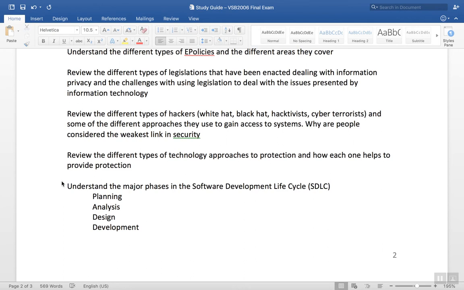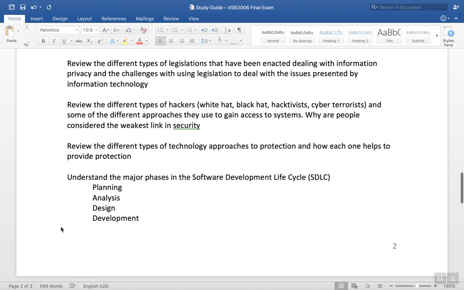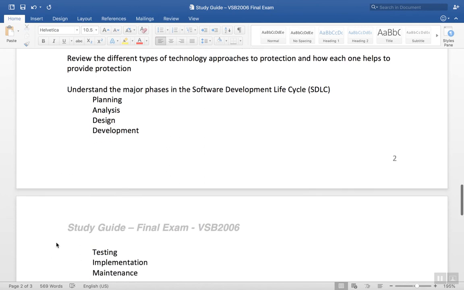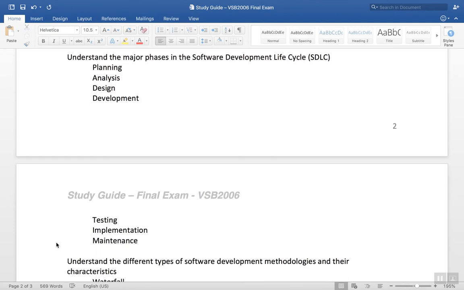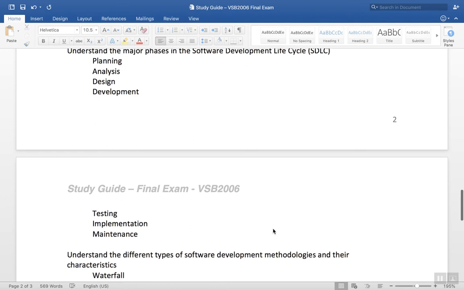SDLC, so the idea of software development. The major phases of a software development lifecycle: planning, analysis, design, development, testing, implementation, and maintenance. So kind of that. This can be represented in a circle form, of these different major phases. All right.